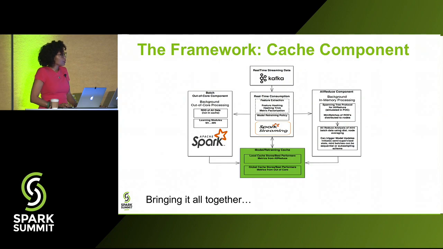And the part that caches the models is what's called a model or retraining cache that has both your local optima and your global optima. And for both of these optima, they're coming from your batch. So your batch is actually returning all of its best weights and its best loss parameters, and your local all-reduce component is doing the same thing. And so these things are being monitored consistently throughout the application.